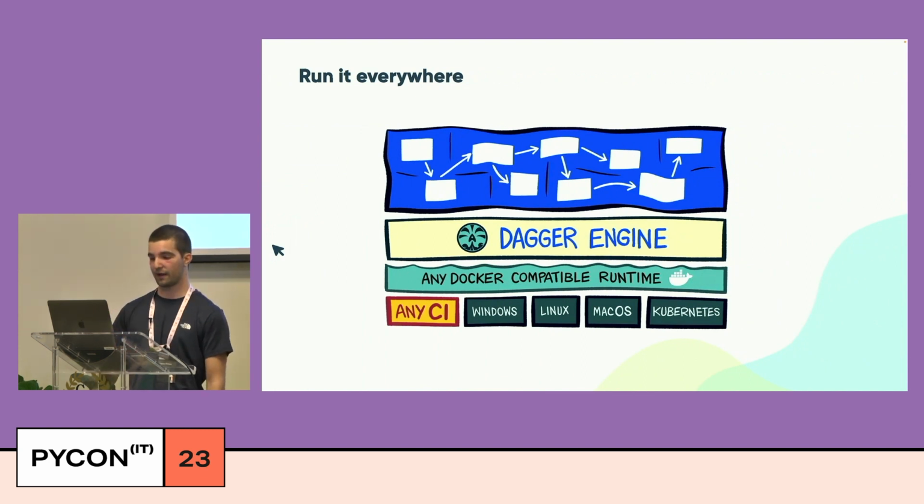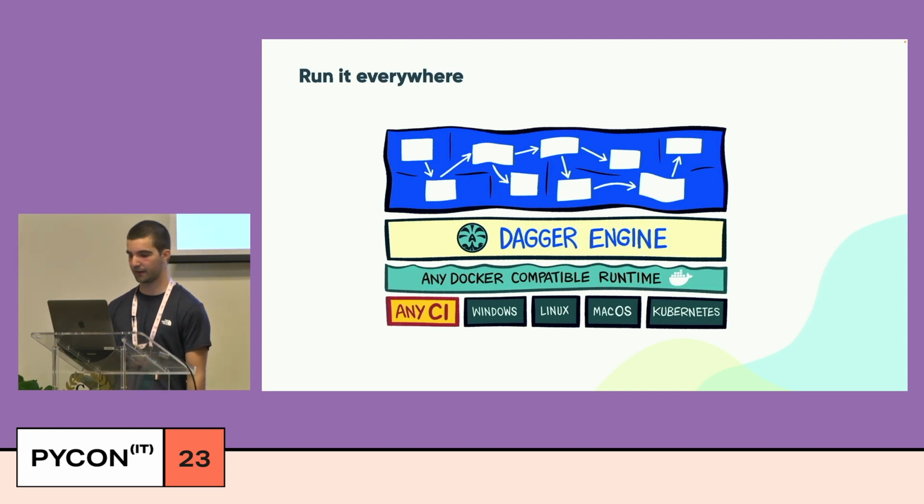You can write the pipeline like this. The Dagger engine is a layer over any Docker compatible runtime.